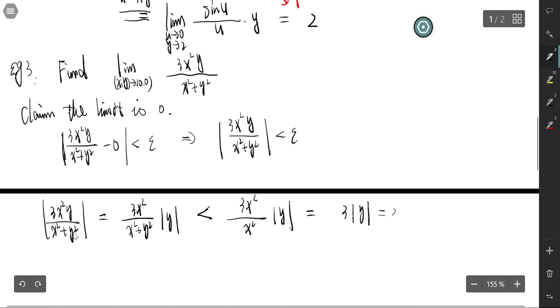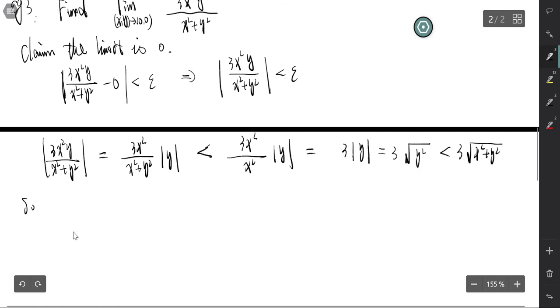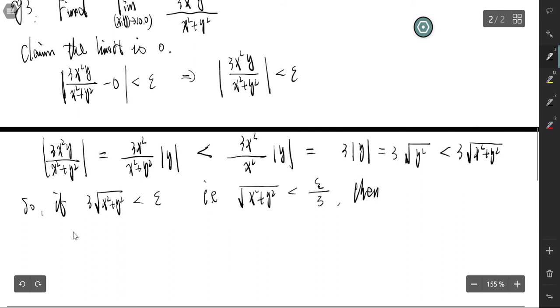The absolute value of y can be read as the square root of y squared. And the square root of y squared is less than the square root of x squared plus y squared. Now, if the square root of x squared plus y squared is less than epsilon, then the whole function is less than epsilon. So, if 3 times the square root of x squared plus y squared is less than epsilon, that is, the square root of x squared plus y squared is less than epsilon over 3, then the absolute value of 3x squared y over x squared plus y squared minus 0 is less than epsilon.